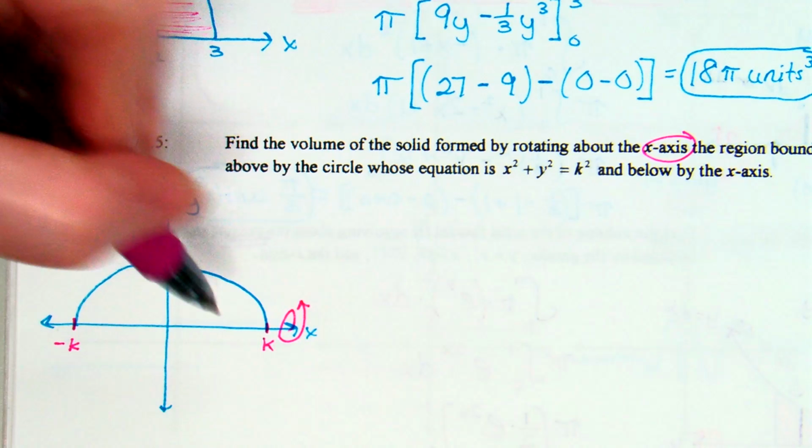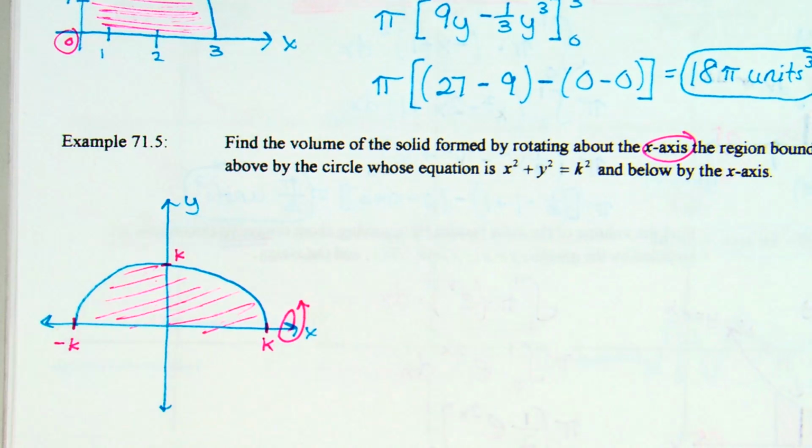So now it's just a ball. Because we have the whole section from negative k to k, you rotate around, it's going to be the whole sphere, the whole basketball, the whole whatever. We get to put our basketball back together now.